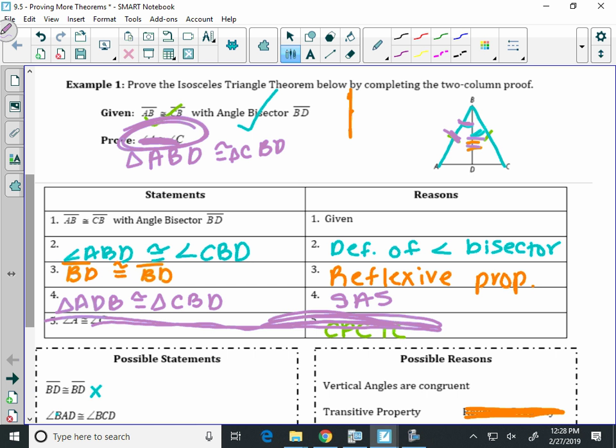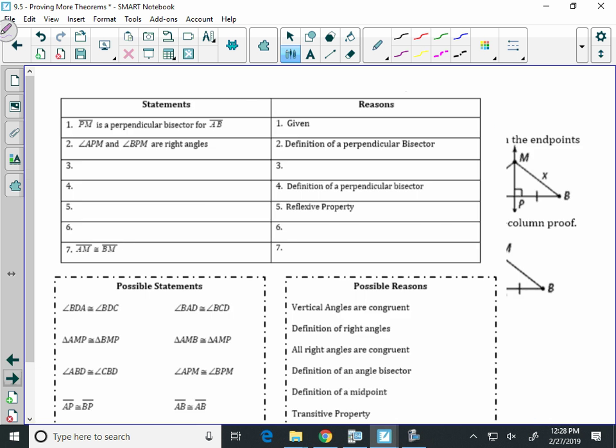But in order to show that parts are congruent, you have to prove that the triangles are congruent. And once you say, hey, these triangles are congruent, well, that means their corresponding pieces or parts are congruent. So that's why we put CPCTC, because we're proving parts, rather than just triangles.